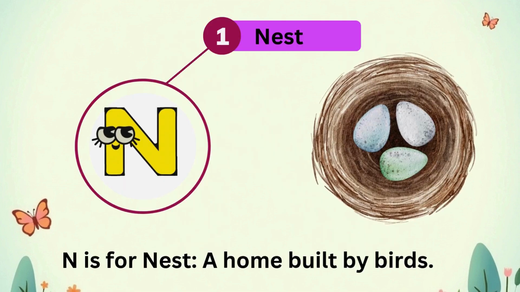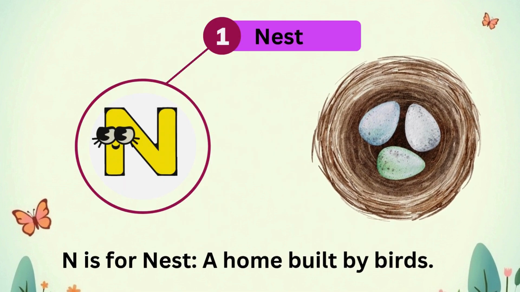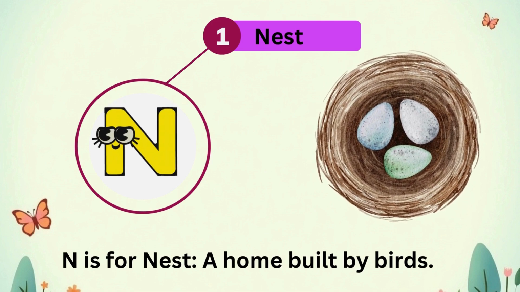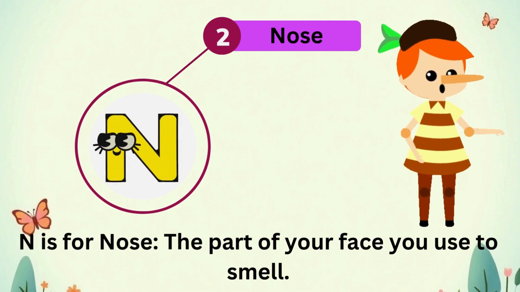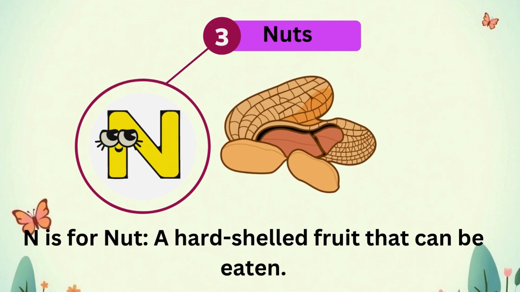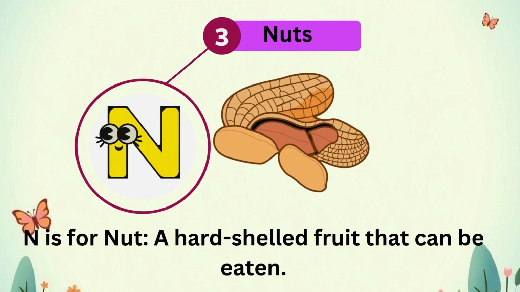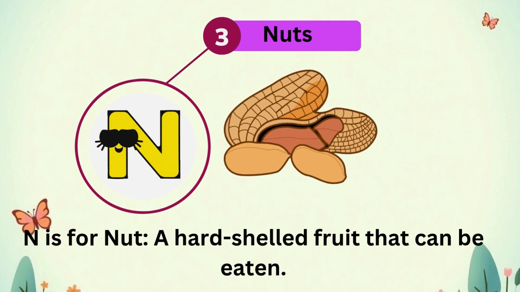N. N is for nest, a home built by birds. N is for nose, the part of your face you use to smell. N is for nut, a hard-shelled fruit that can be eaten.